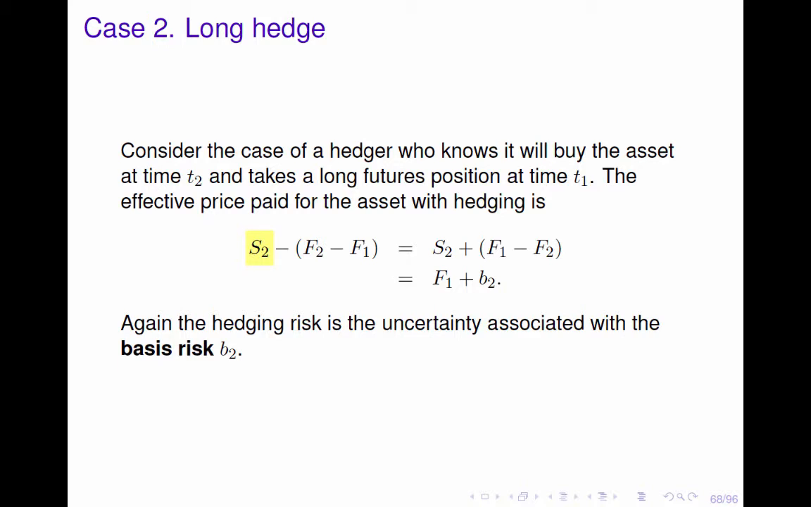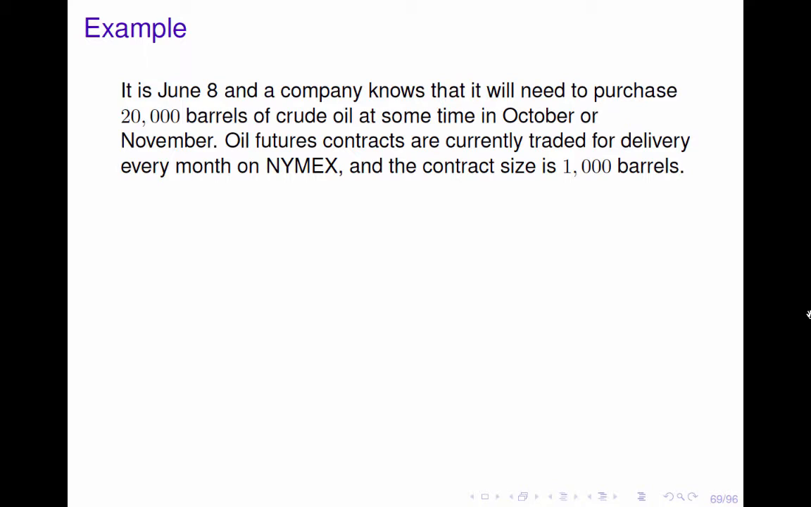The spot price at time t2 minus the difference of the futures price at time t2 and t1. And rearranging this expression, we get that it is equal to the futures price at t1 plus the basis at t2. Again, the hedging risk is the uncertainty associated with the basis risk B2. Here's a concrete example of a long hedge.